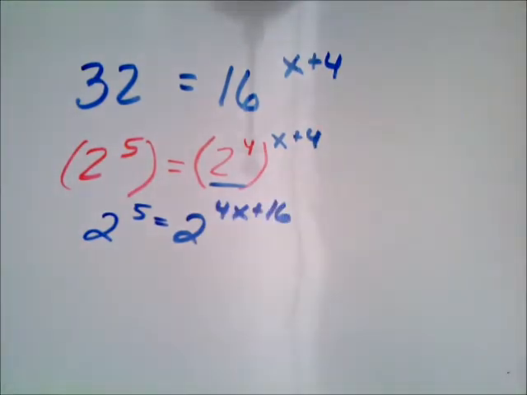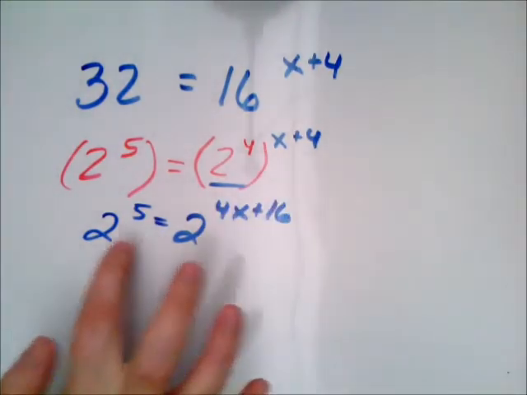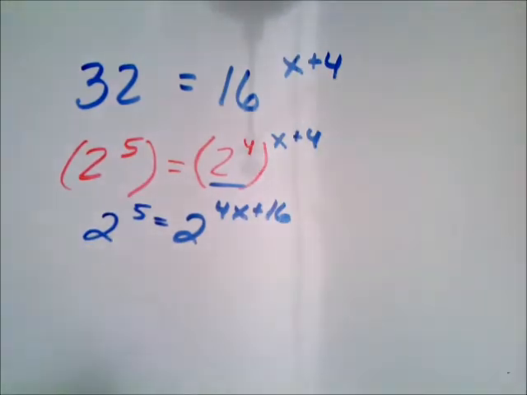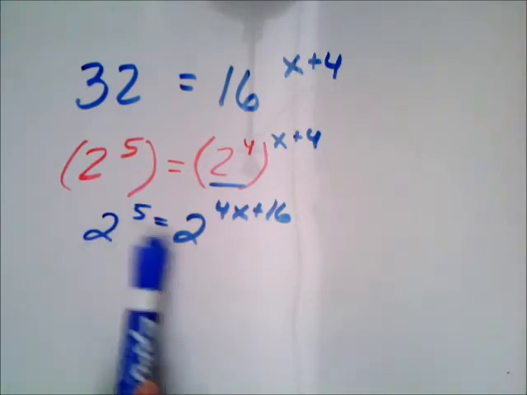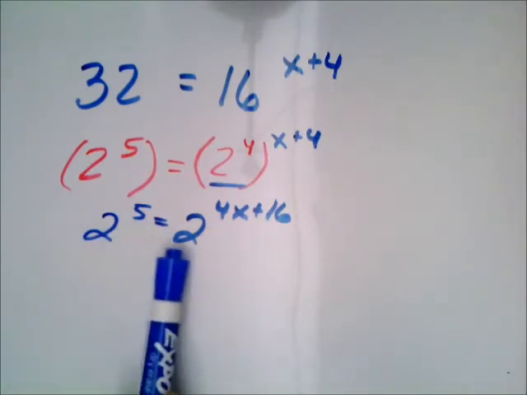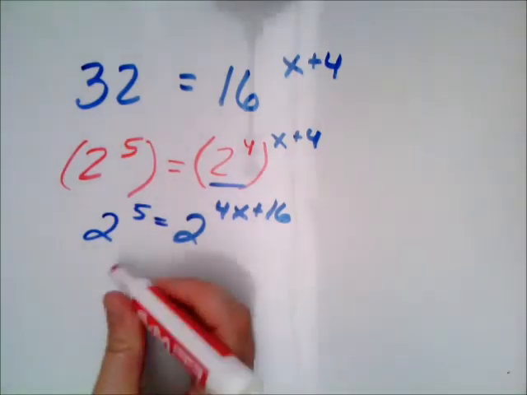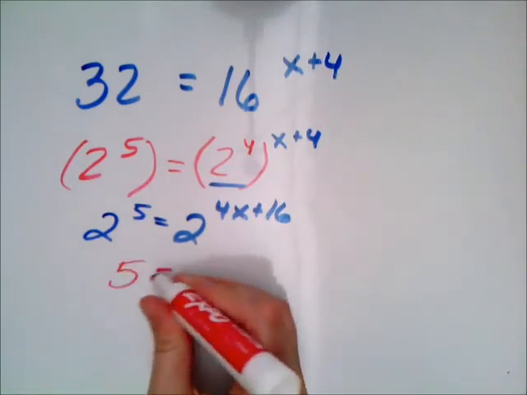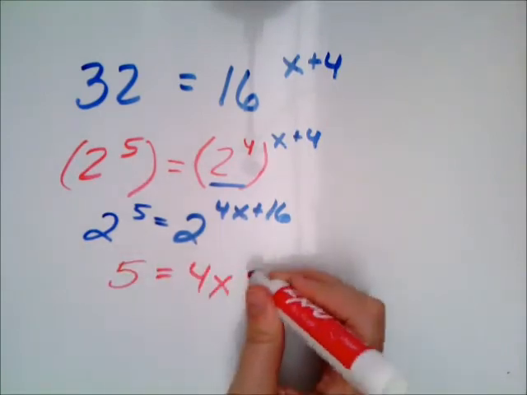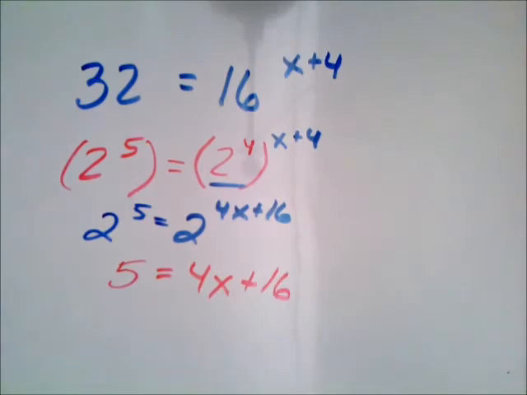Alright, why is that useful? Well, notice since this is an equation, it's saying this whole side and this whole side are equal to each other. If these whole sides are equal to each other and they have the same base, the only way that could happen is they'd have to also have the same exponent. Since the bases match, if the exponents didn't match, they wouldn't be equal. And so I can go right to, well, if the exponents have to be equal, then I know that 5 must equal 4x plus 16. And so that's obviously a much easier equation to solve.